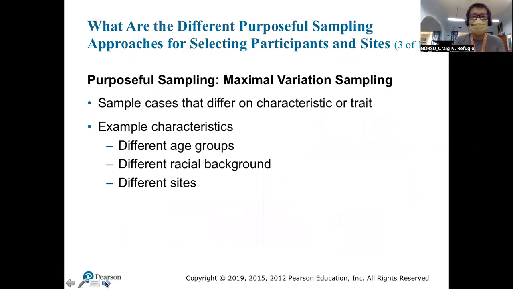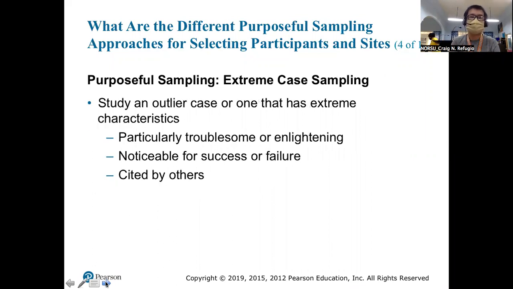So we have purposeful sampling, maximal variation sampling design. Sample cases that differ on characteristics or traits. Example characteristics: different age groups, different racial backgrounds, different sites. These are what we call maximal variation sampling. They differ in terms of characteristics, in terms of age groups or brackets, in terms of racial background, or in terms of the sites or locations.